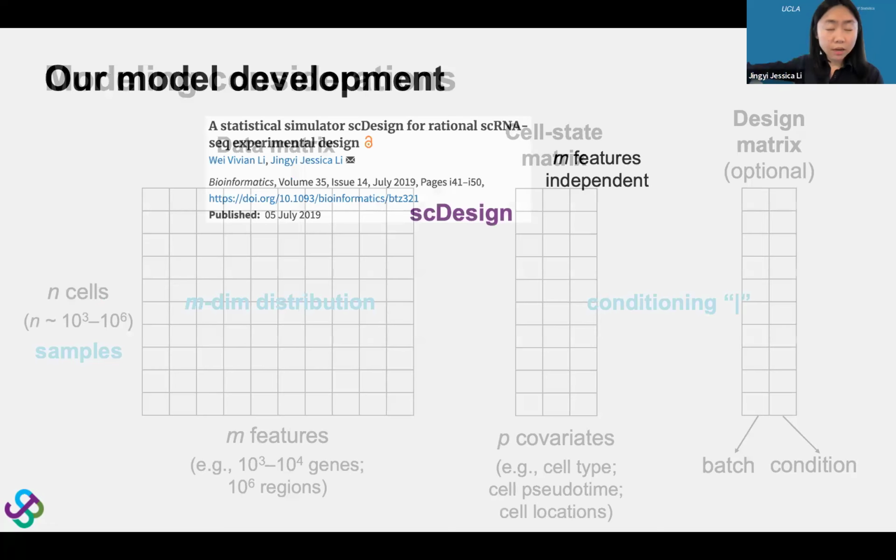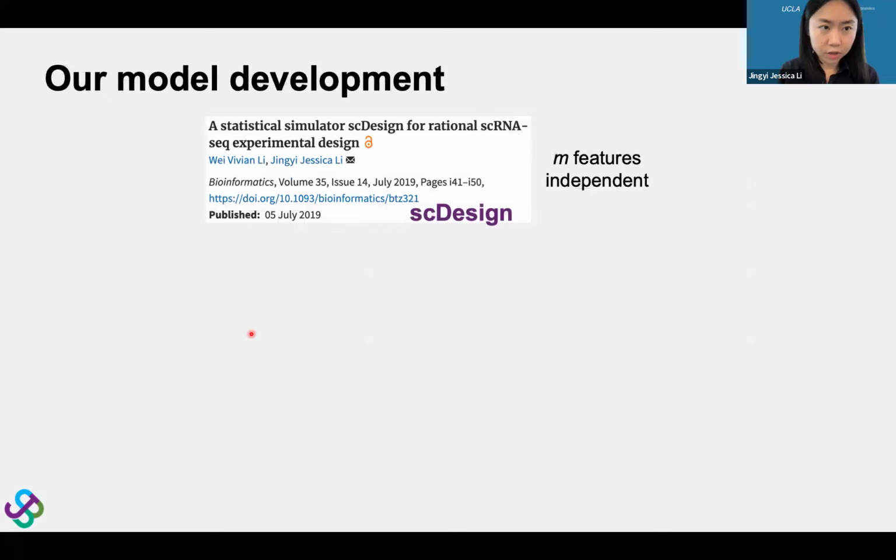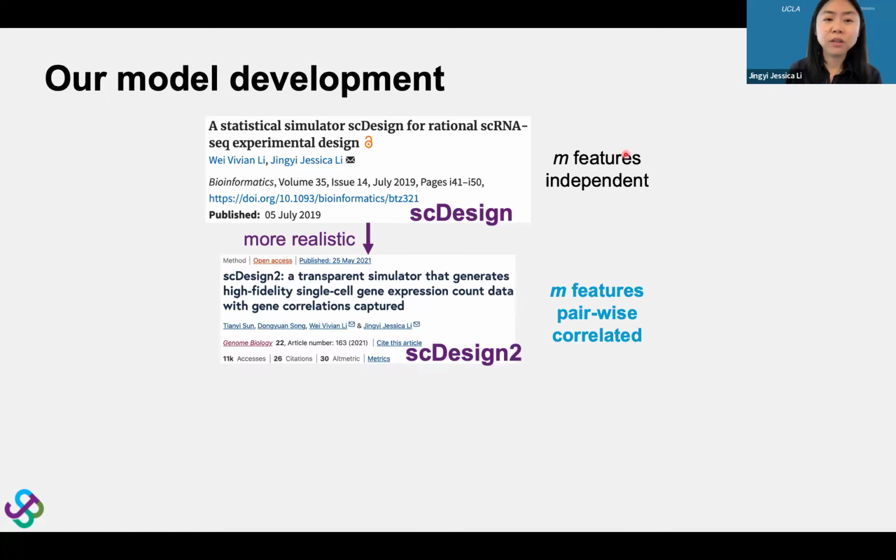Along this line, my group has actually made multi-year efforts to develop this model. The first work we published was with a former student, Vivian, in 2019, and we titled this work Assay Design. At that time, we had just started, and if we look back, I think our model assumption was very naive. We assumed the m genes as features to be independent. We just modeled the marginal distribution. In the second version, which we published two years later, we made the model more realistic by considering the pairwise correlations among the features. So we went from first order modeling to second order modeling.